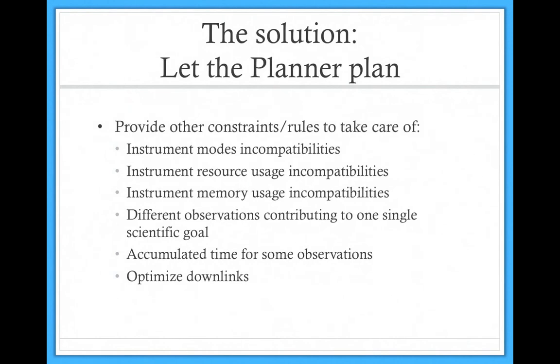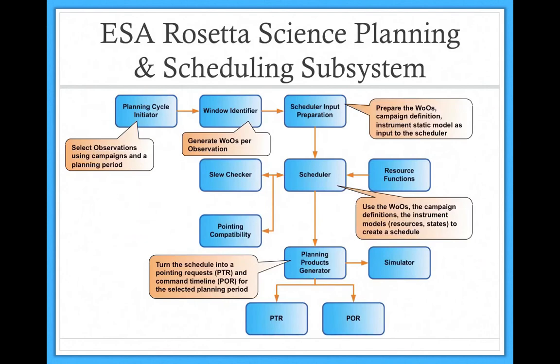The final step is the scheduler itself. So we feed the windows of opportunity to the scheduler and provide the helper functions to the planner, plus some additional general data such as instrument modes, power and memory usage, and incompatibilities that need to be checked as a plan is created. And finally, we add some very specific needs: combining contributing observations, accumulated time, and optimizations.